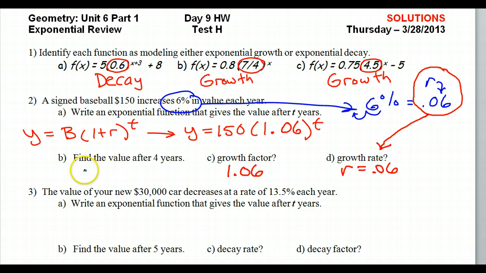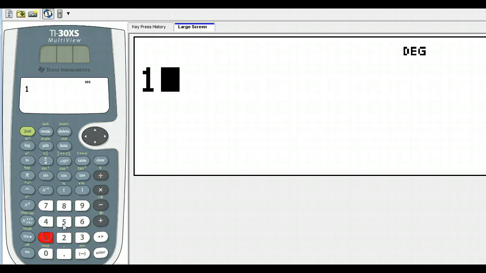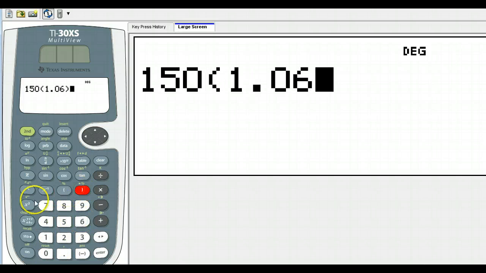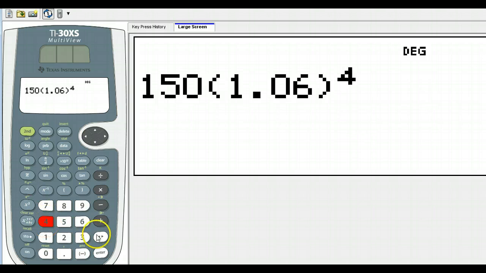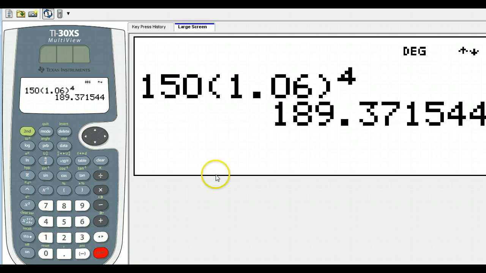So the growth factor is 1.06. Anyway, if we want to find the value after 4 years, all we have to do is use this function and let t be 4. So let's just put that in the calculator. 150 times 1.06 to the 4th power. So in 4 years, it should be worth $189.37.